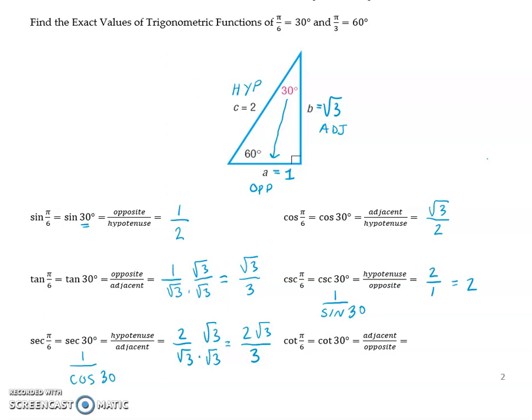And our last one, cotangent of 30, is the same thing as 1 over tangent of 30. So if we take our answer from tangent of 30 and flip it upside down, I'm going to use this original one and flip it upside down. So I'm going to get radical 3 on top, 1 on the bottom, which is the same thing as radical 3.